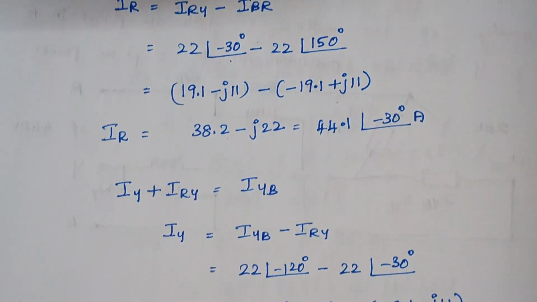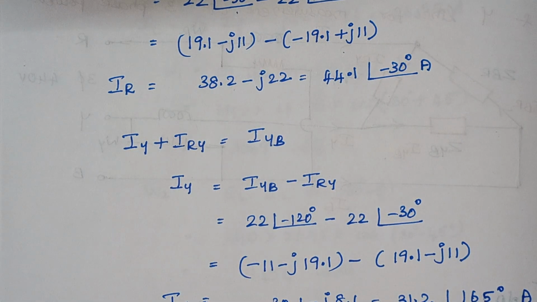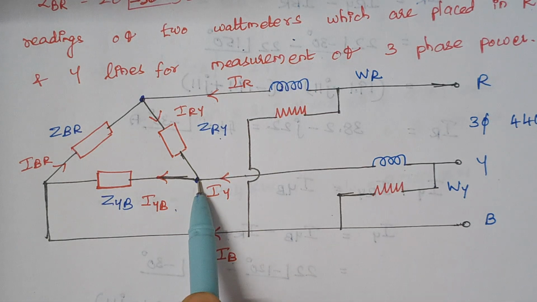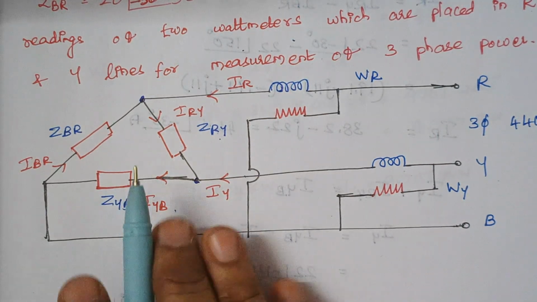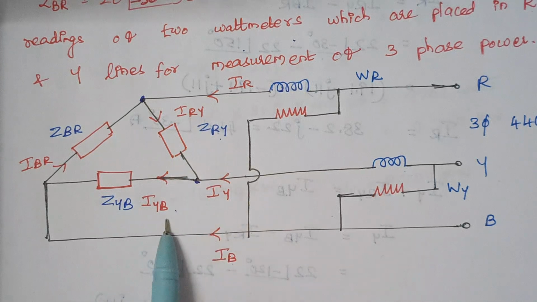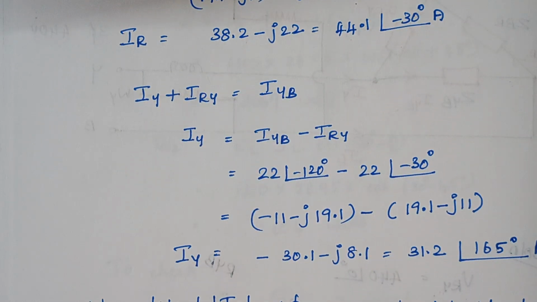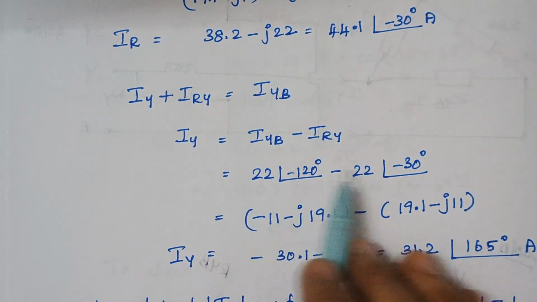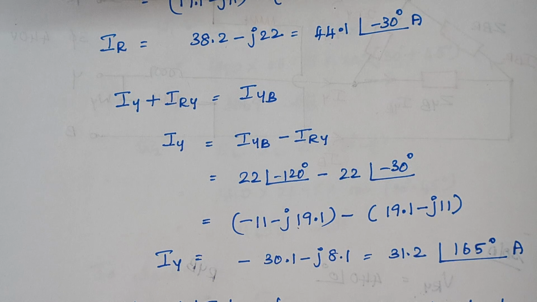Similarly, when you apply Kirchhoff's current law, we can write the expression for IY. Again, when you look back at the diagram, look at this junction here. The current flowing towards the junction is IY and IRY, and IYB is the thing that flows away. Therefore, IY plus IRY is equal to IYB. So this is what I had written here. Again, we need only IY, so IY is given by IYB minus IRY. Just substitute the values, again convert it into rectangular form, and here is our final answer. Again this is converted into polar form, just for our simplification.